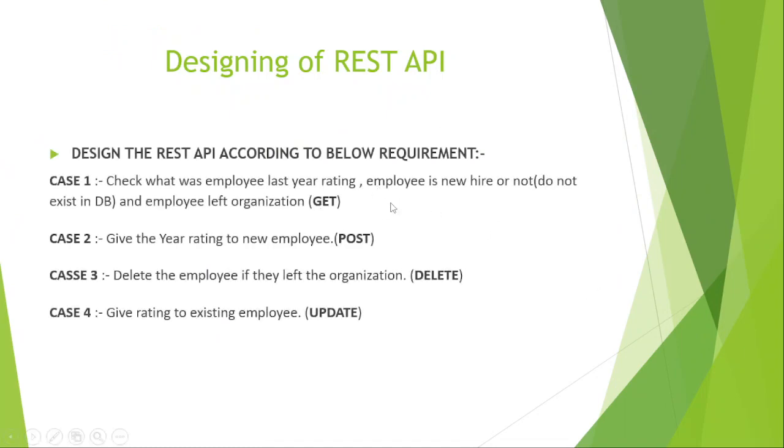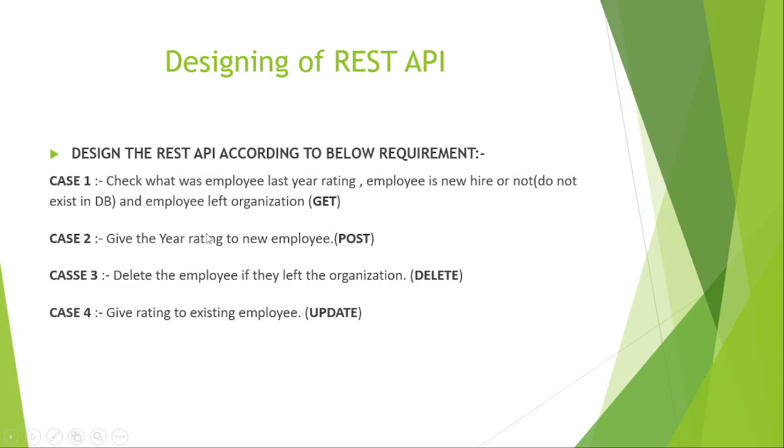So we have the following requirement, where we are going to create these four methods: get method, post method, delete method, and update method. Update is also called a put. Now, as an HR or manager, we have to give the rating to the employee, including new joinings. We are checking the database to see if the employee is present or not, and what the employee's last year rating was. All this we can check using the get operation.